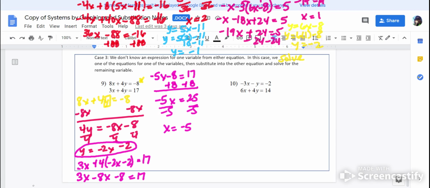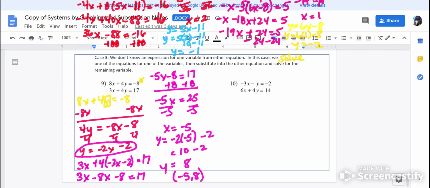So I am going to plug in this negative 5 into my equation. So y will equal negative 2 times negative 5 minus 2. So 10 minus 2. Y will equal 8. So my coordinate pair for the solution here will be negative 5, 8.